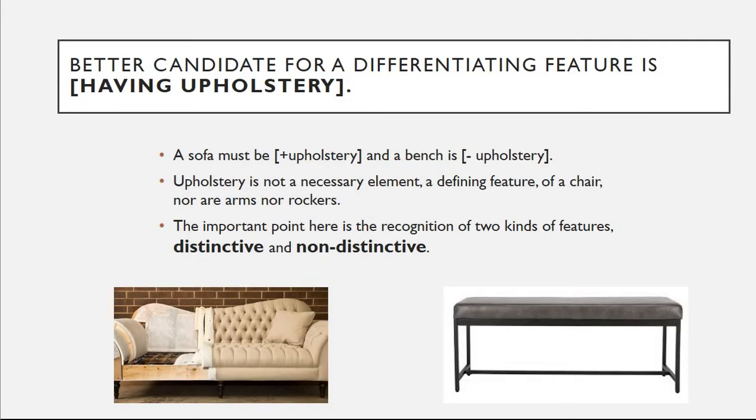So a better candidate for a differentiating feature is having upholstery. A sofa must be plus upholstery and a bench is minus upholstery, which means it doesn't have upholstery. And upholstery is not a necessary element or a defining feature of a chair, nor are arms nor rockers. And the important point here is the recognition of two kinds of features, distinctive and non-distinctive features.